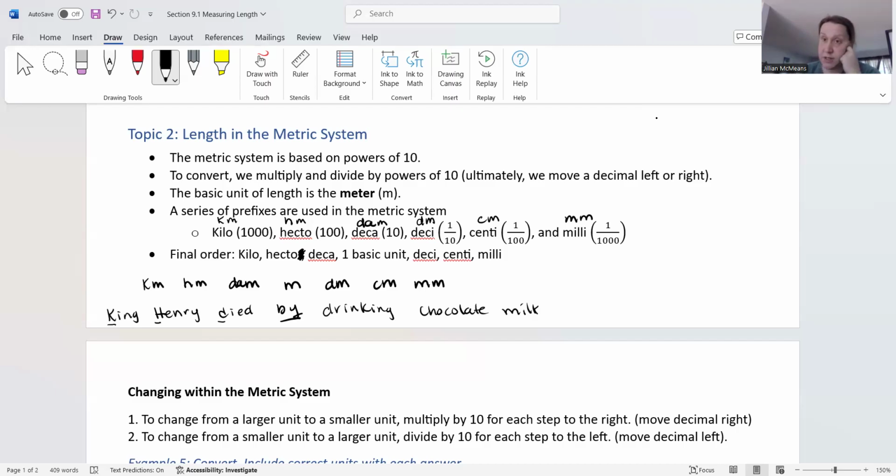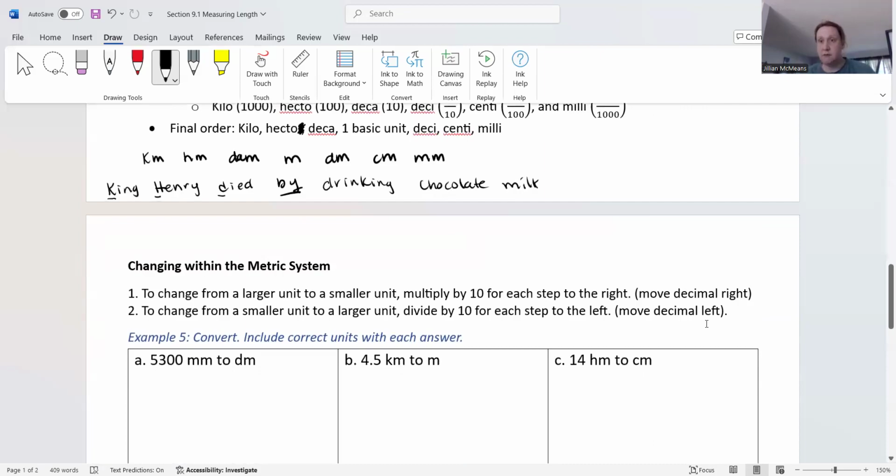The D in drinking stands for deci, the C in chocolate stands for centi, and the M in milk stands for milli. Okay, now to change and convert within the metric system, to change from a larger unit to a smaller unit, you multiply each move by 10. That just means you move the decimal to the right. And then to change from a smaller unit to a larger unit, you divide by 10 for each move that you make. So what does that look like?